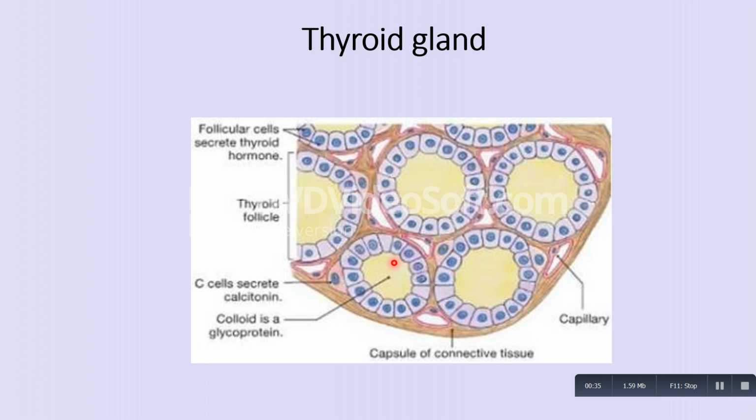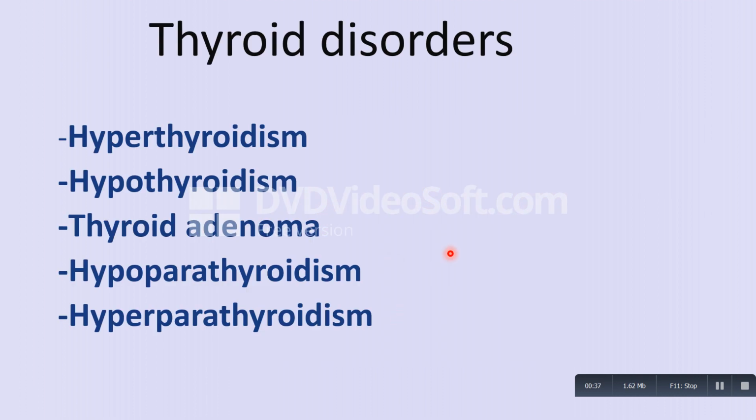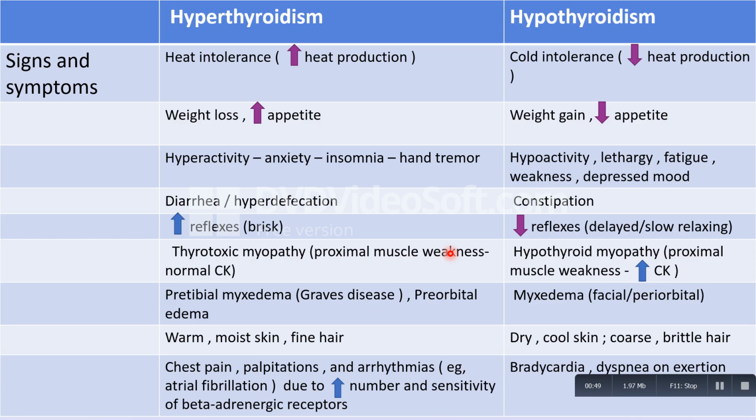Thyroid disorders that I'm going to cover: hyperthyroidism, hypothyroidism, thyroid adenoma, hypoparathyroidism, hyperparathyroidism. The difference between hyperthyroidism and hypothyroidism, as we know مثل ما نعرف ان thyroid hormones act at cellular level.